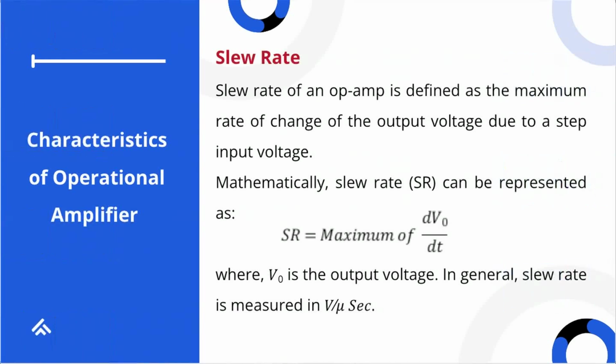And the next characteristic is the slew rate. The slew rate of an op-amp is defined as the maximum rate of change of output voltage due to a step input voltage. Mathematically, slew rate is the maximum of dV0/dt, where V0 is the output voltage. In general, the slew rate is measured in volt per microsecond. If we apply a step in the input, the maximum change in the output is represented as the slew rate.